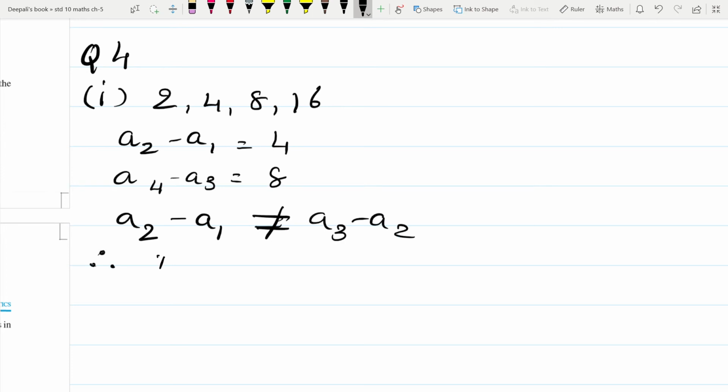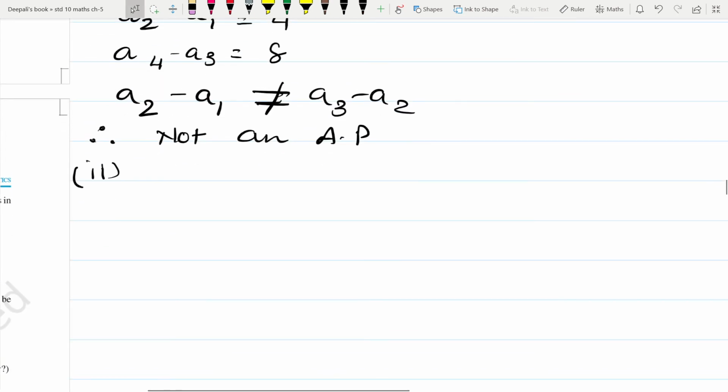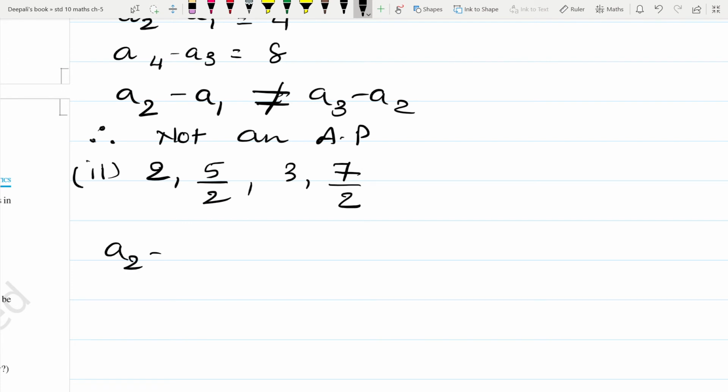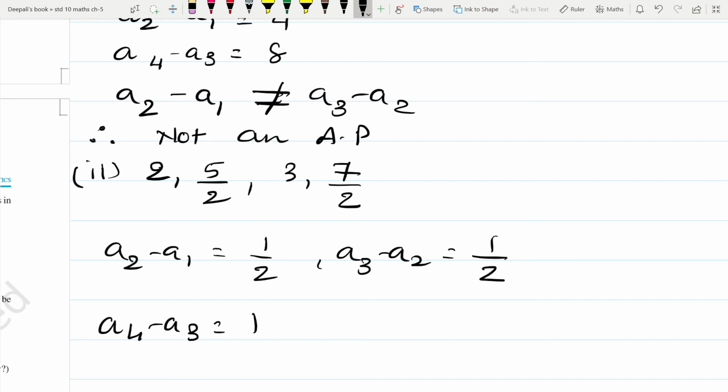Therefore, not an AP. So I don't need to do anything further in this question. Number 2, it is 2, 5 by 2, 3, 7 by 2. I need to first check. A2 minus A1 is equal to 1 by 2. A3 minus A2 is equal to 1 by 2. And A4 minus A3 is equal to 1 by 2.